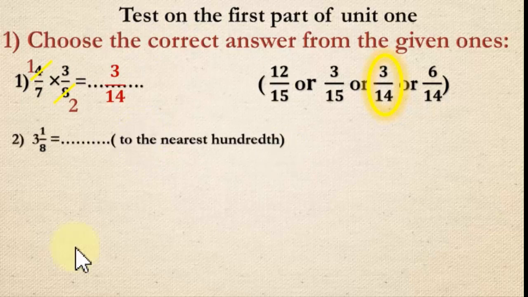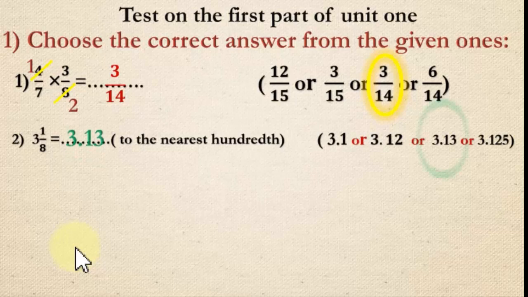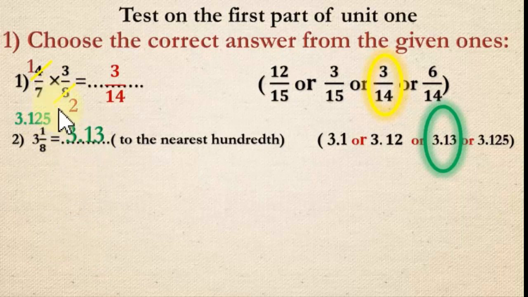Now the second one, 3 and 1/8. We want to get its value to the nearest hundredths. At first, 3 and 1/8 equals, well done, 3.125. If we want to approximate 3.125 to the nearest hundredths, look at the thousandths place digit. Here we have 5, so we cancel the 5 and increase the value of the hundredths place by 1. 2 plus 1 equals 3, so it equals 3.13.